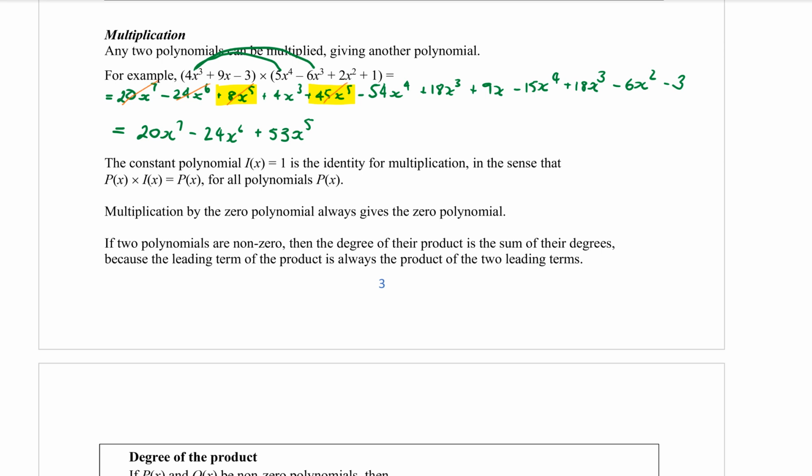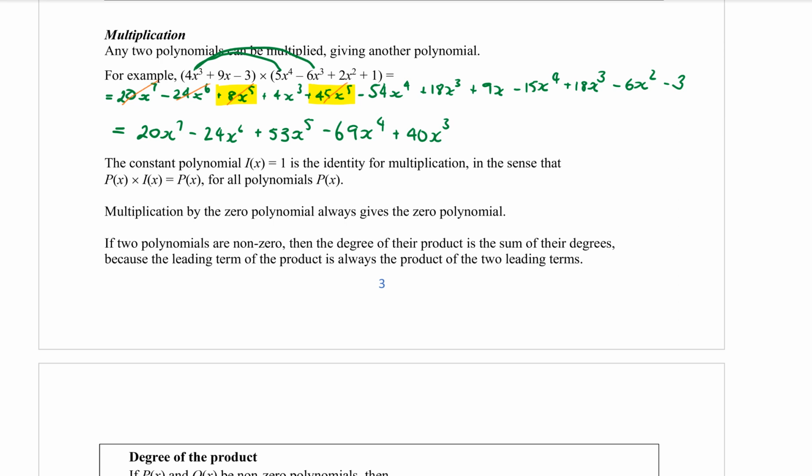X to the power of 4. We have 4, do we have any more? Yes. We have minus 54, and then we have minus 15. So that's minus 69x to the power of 4. X cubes. I have 4x cubed, 18x cubed, and another 18x cubed. 4 plus 18 plus 18 makes 40x cubed. On to the squares.